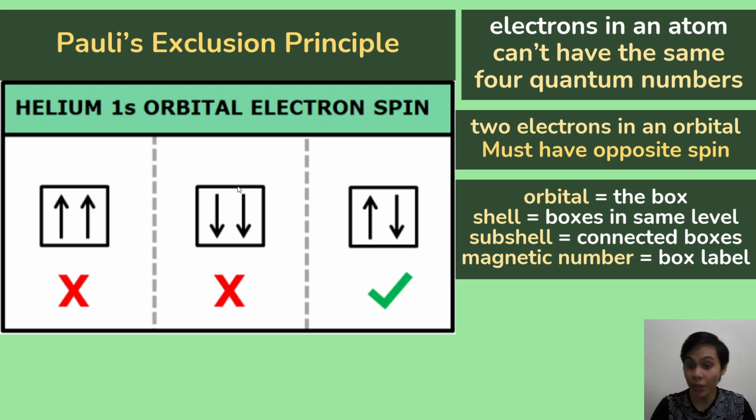The second rule, which we actually already discussed, is Pauli's exclusion principle. You can't have the same type of arrow in each box. Again, if it's a hotel room, you can't have the same types of people in the hotel room. So only people of opposite types in the hotel room can pair up. It's kind of weird. So again, they must have opposite spin.